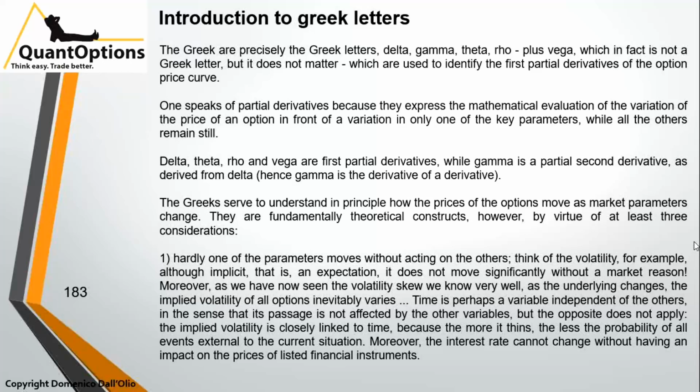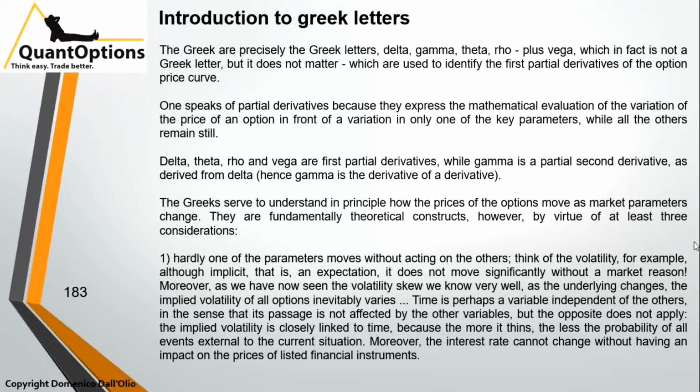Delta, theta, rho, and Vega are first partial derivatives. Gamma is a partial second derivative as derived from delta, so it's the derivative of a derivative. The Greeks serve to understand in principle how the prices of the options move as market parameters change. They are fundamentally theoretical constructs, however, by virtue of at least three considerations.